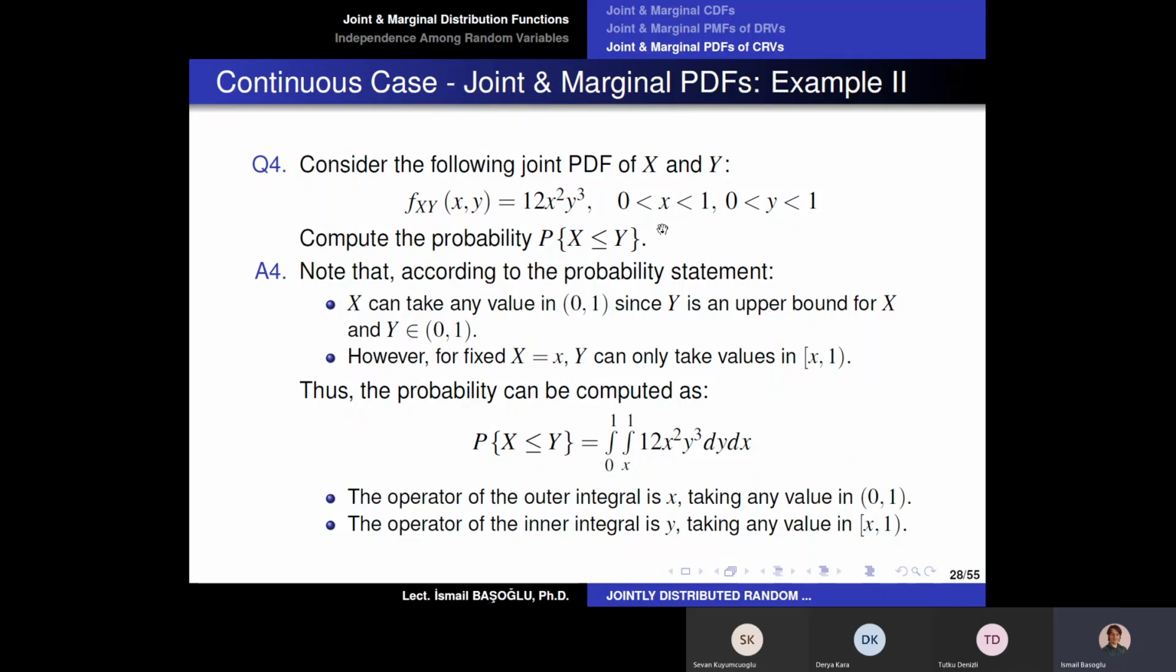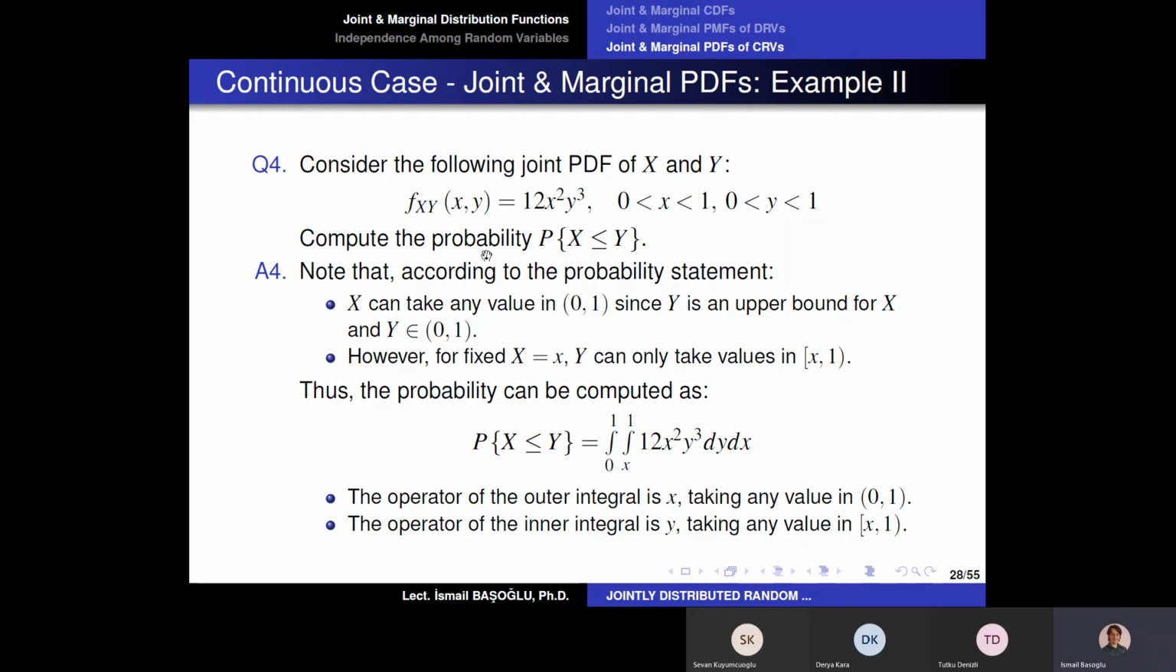So we have two random variables. Again, both random variables here can take values within the 0, 1 interval. They can only take values in the unit interval from 0 to 1, and they cannot take any other value. So the domain of this distribution is again bounded to the unit square. Now, we have the joint probability density function defined as 12x squared and y to the power 3.